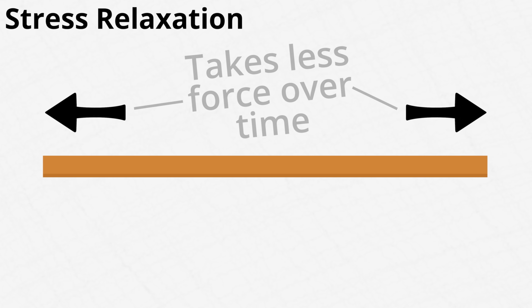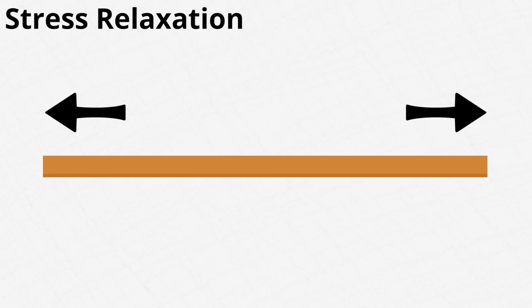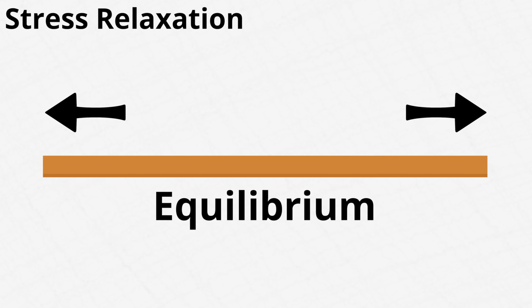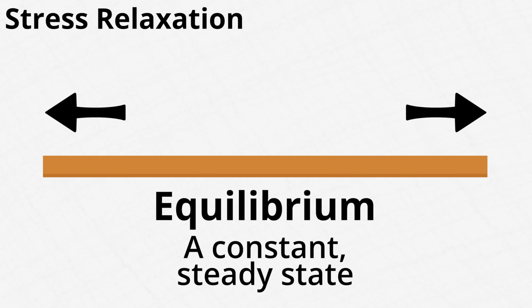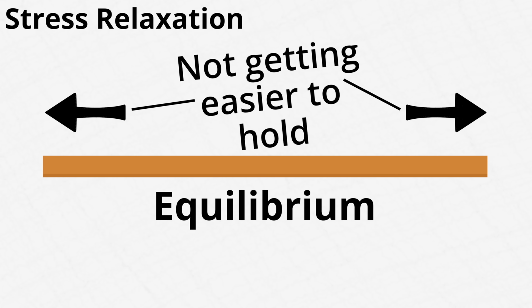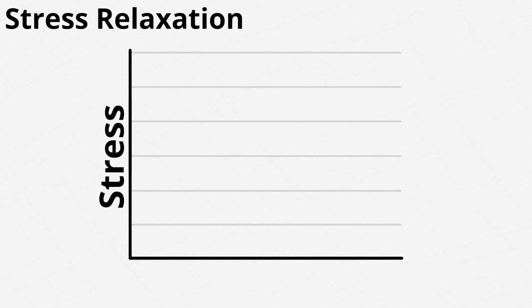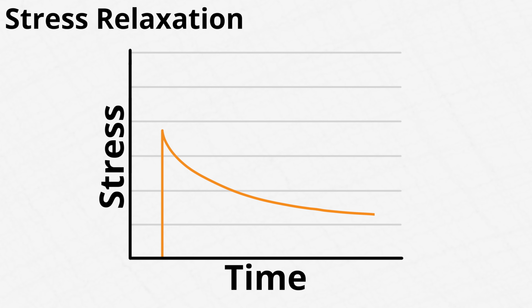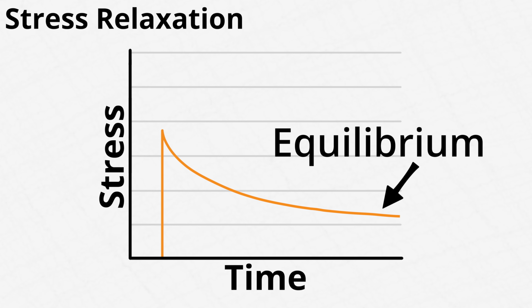Over time, though, it's like the rubber band gets used to being held tight, and it becomes easier to hold. Eventually, the rubber band, and all other viscoelastic materials, will reach a point of equilibrium, where the material is in a constant, steady state, and the force will stop decreasing. It'll stop getting easier to hold. We can see stress relaxation on a graph by mapping the stress a material experiences over time. As time goes on, the amount of stress the material experiences decreases, until eventually leveling out. That leveling out is the material reaching equilibrium.